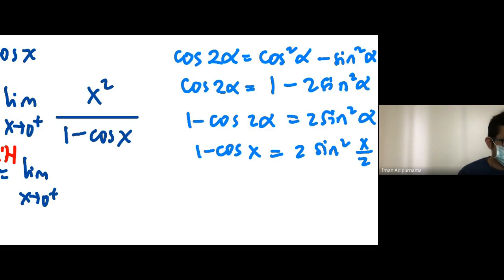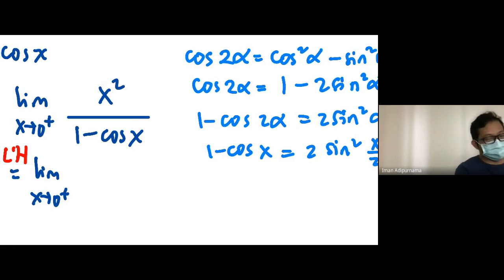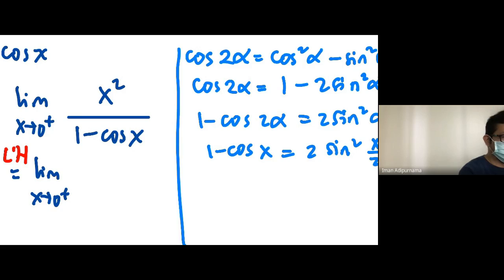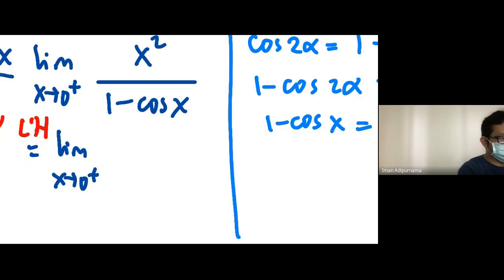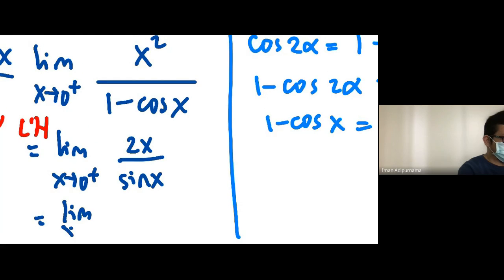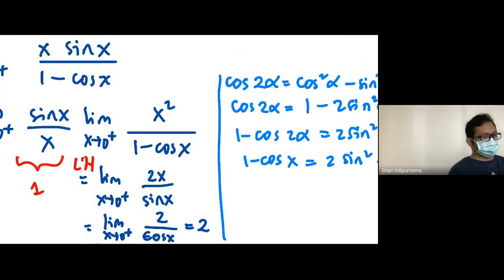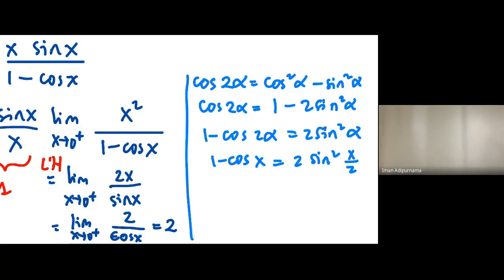But is it helpful? You can think this way, or if you want to do L'Hopital again, that's also okay. You can do L'Hopital again and still do L'Hopital until you get that the result is 2. I just want to show you that sometimes, when you have this 1 minus cos, you can rewrite it into this squared form. Sometimes you can think this way, if you want.